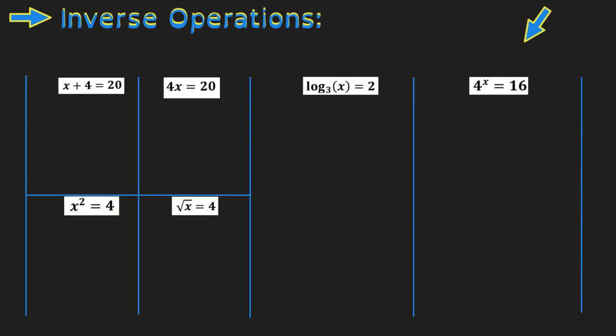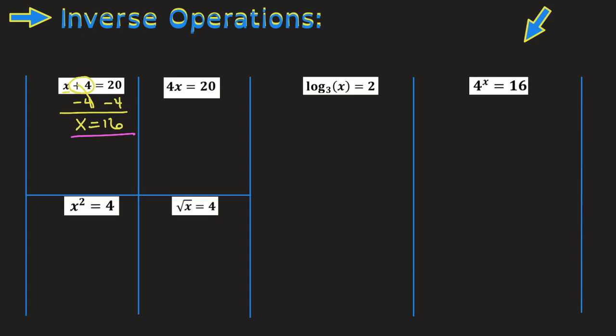Okay, so on this slide, we're going to talk about inverse operations. We're going to review quickly some of the inverse operations that you already do without even really thinking about it. It's kind of embedded in your brain. The first one on the left is x plus 4 equals 20. If we wanted x by itself, we would subtract 4 from both sides. The reason we're subtracting is because x was being added to 4, and the inverse operation of addition is subtraction. That leaves us with x equals 16.